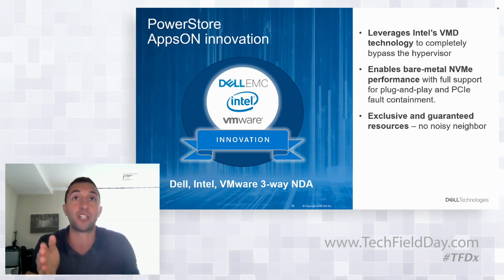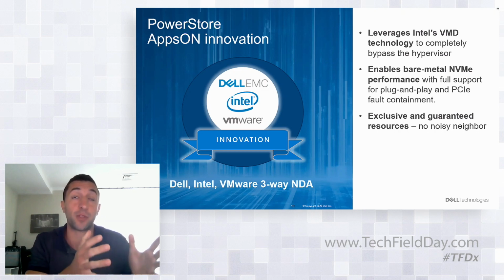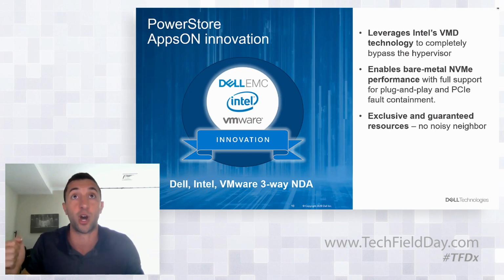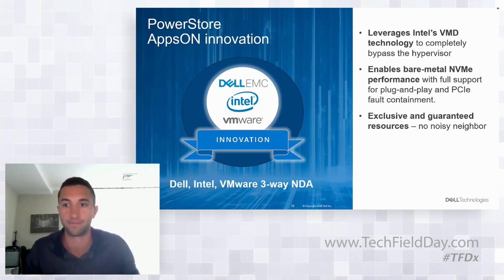The second is exclusive and guaranteed resources. So we do a split of resources between what is available in system space, for the PowerStore OS, and what's available in user space for users to run the user virtual machines. These are exclusive and guaranteed, so there is no trespassing between the two, so that performance is guaranteed between the two.